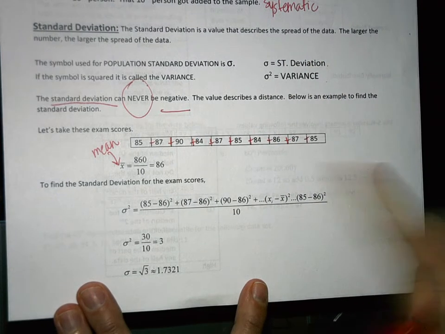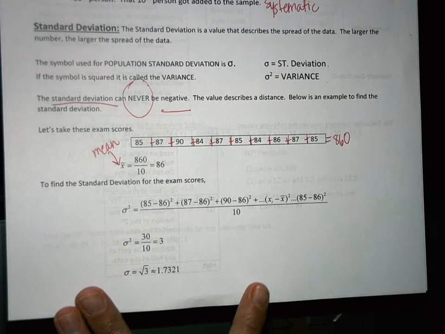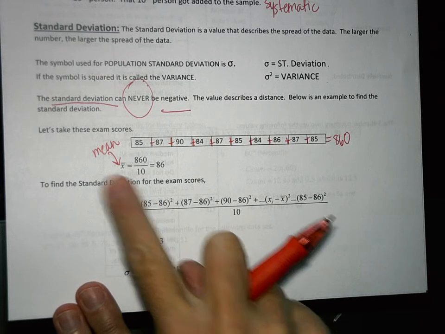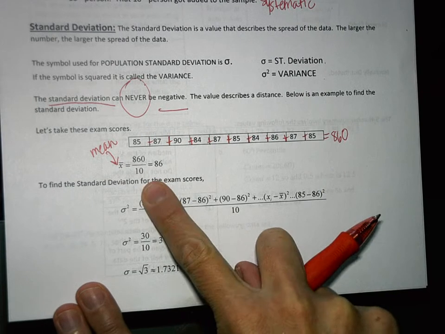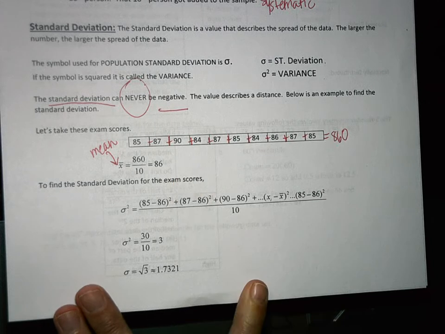So when these all get added together, they equaled 860. And then in order to get the mean, you divide by how many numbers you have in your data set. In this case, if you count, there's 10. And so 860 divided by 10 gives you 86 as the mean.